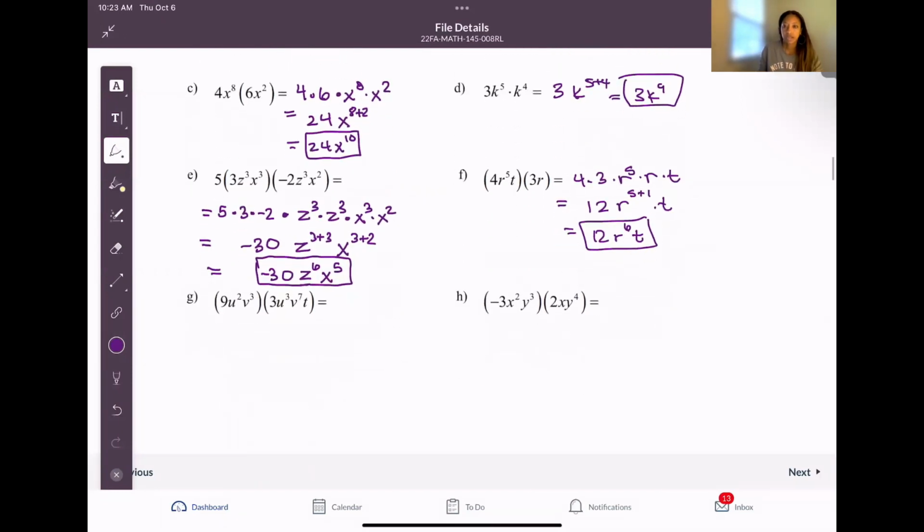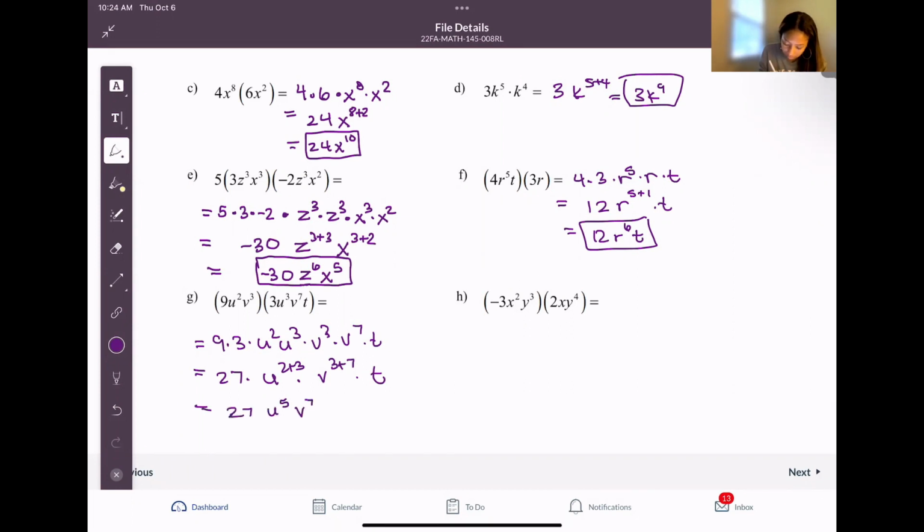All right. For part G, we would have 9 times 3 times u squared times u cubed times v cubed times v to the 7th times t. So that's 27 u to the 2 plus 3, v to the 3 plus 7, and t. And then yes, this gives us 27 u to the 5th, v to the 10th times t.